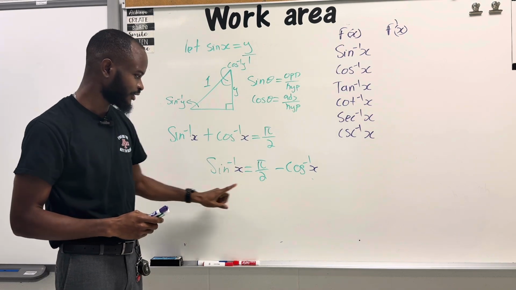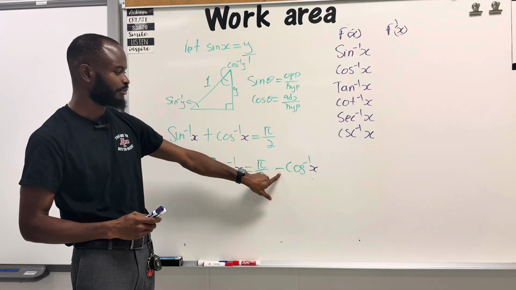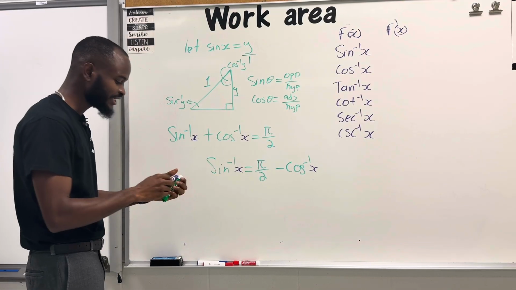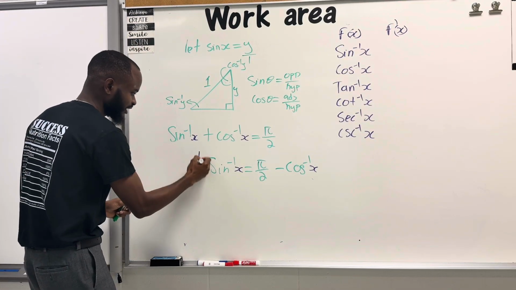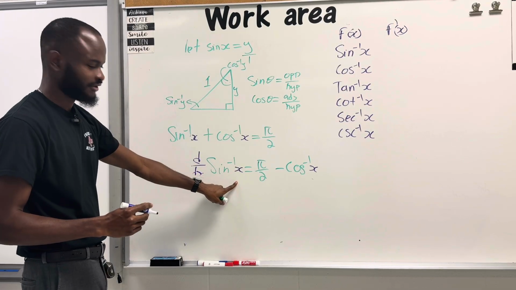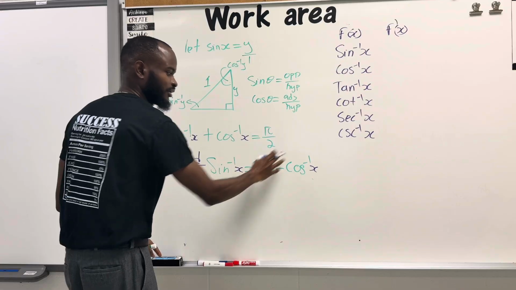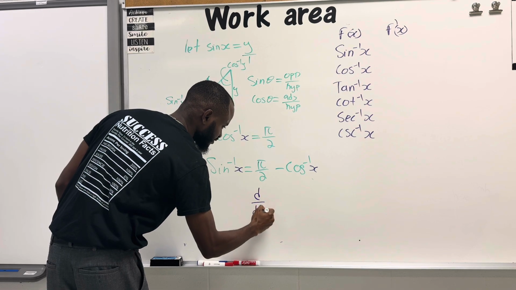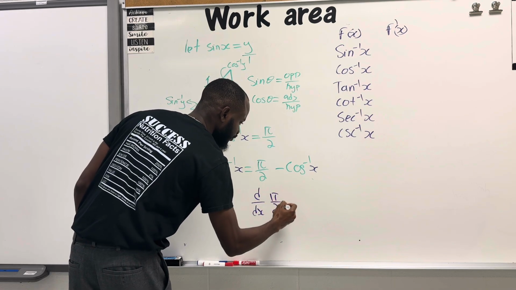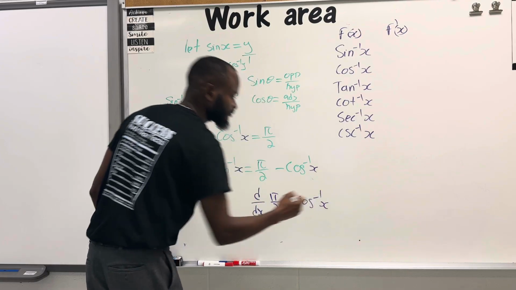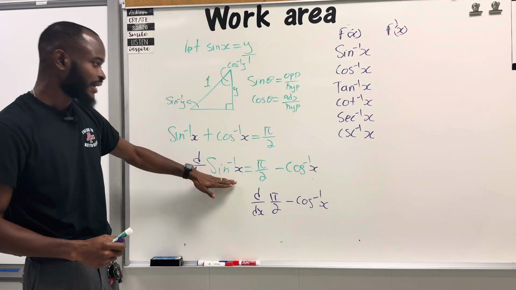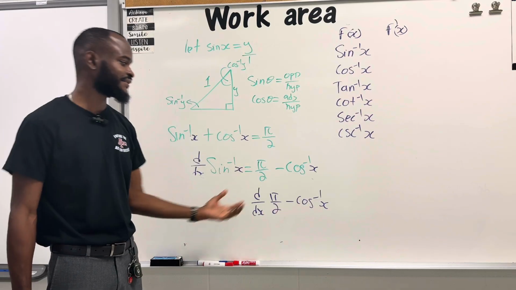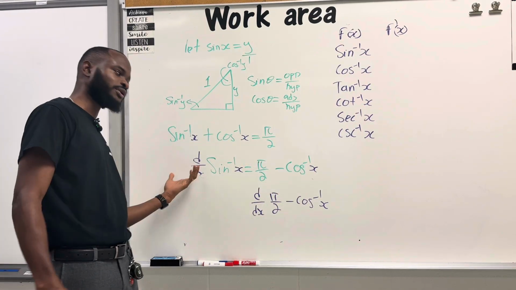So down here, if we look at what's here, sine inverse of x is equal to pi over 2 minus the cosine inverse of x. So it means that if we take the derivative of this side of the equation, d by dx of sine inverse x, it's going to be equal to the derivative of this side. It's going to be equal to d by dx of pi over 2 minus cosine inverse of x. So this right here is exactly the same as this right here. So if we found the derivative of this, it's equal to that. If we found the derivative of this, it's equal to this, right?